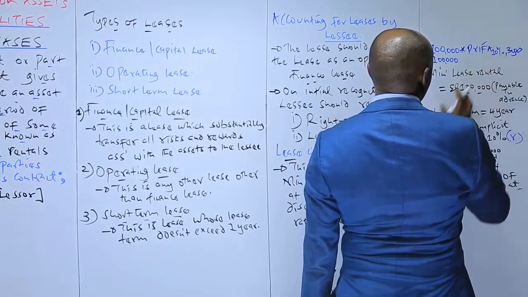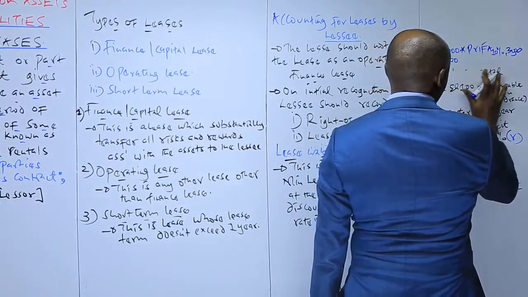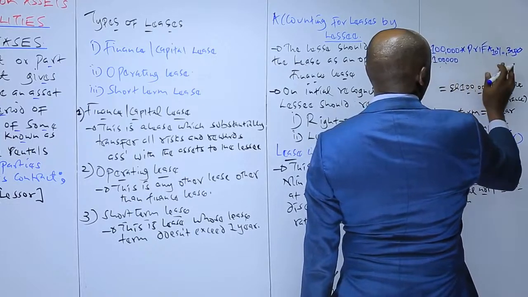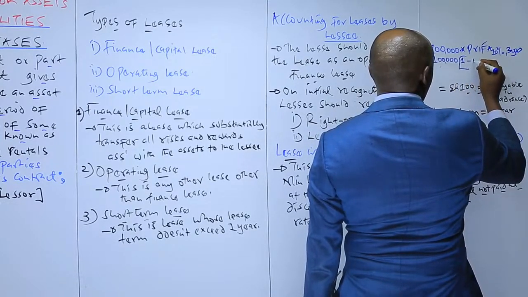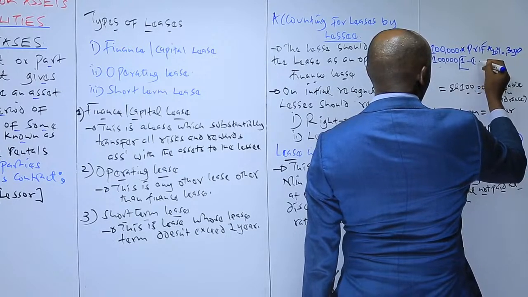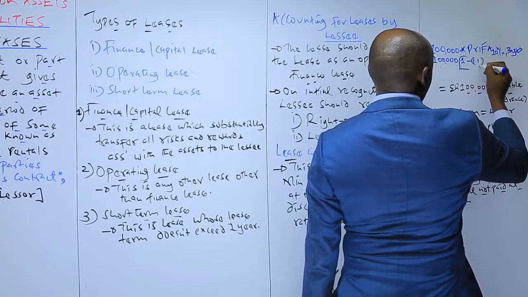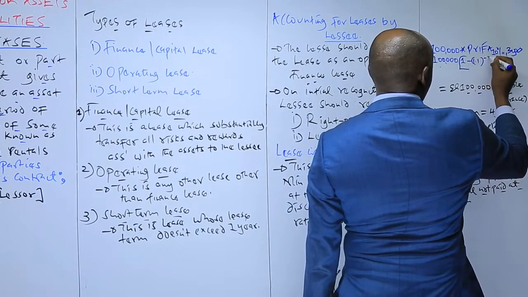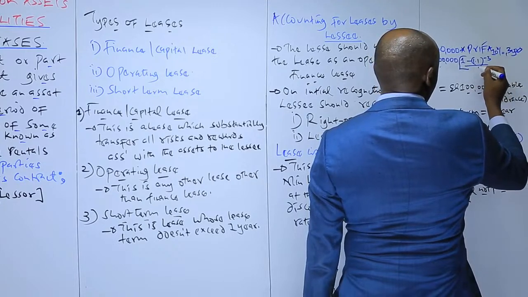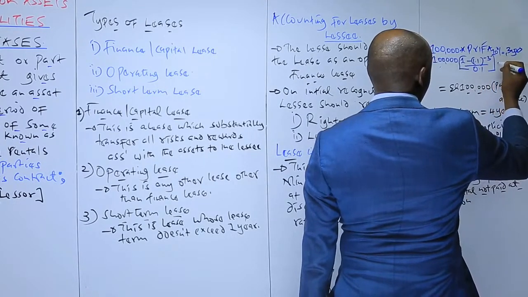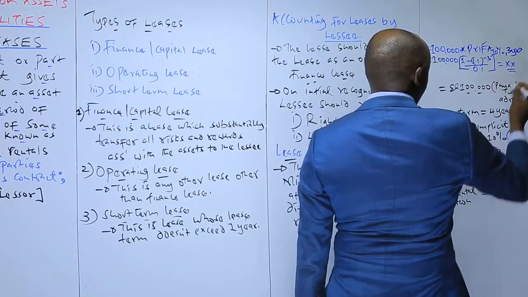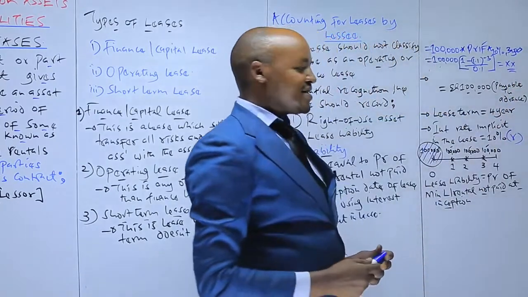and how do we compute that? To compute this, there is a formula which we apply here. We take 1 minus 1 plus R. Our R in this case is 10%, so this will be 1.1 raised to power negative 3, and then we divide that with R, which is 0.1. So whatever we get here, this is now what is referred to as the lease liability.